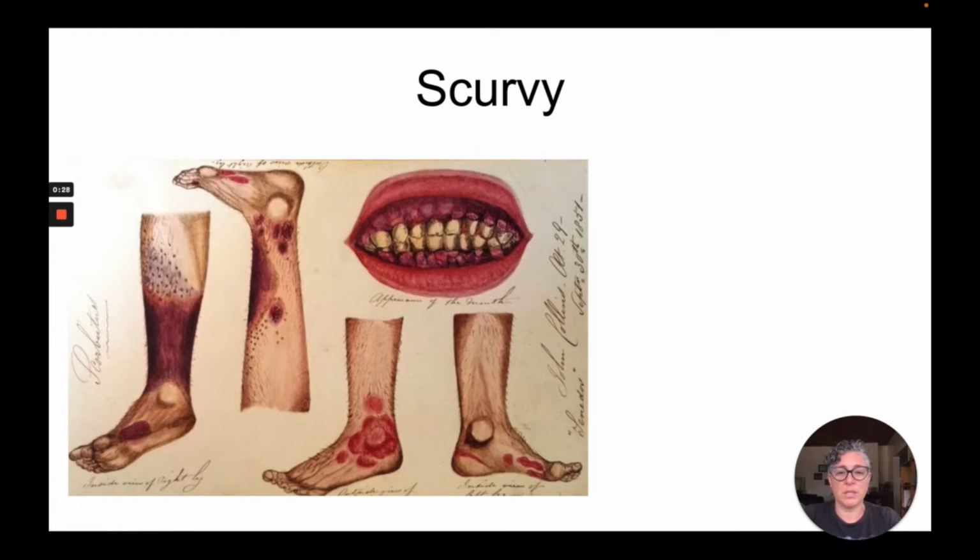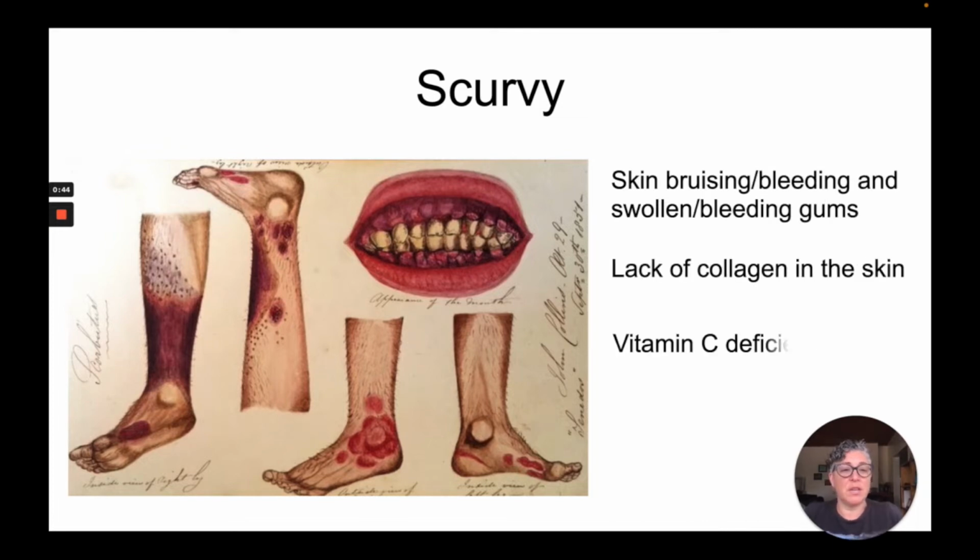This is what it would look like. I think this picture is from some sort of medical journal at the point where scientists were working with how to reverse scurvy. And so the symptoms of scurvy are skin bruising and bleeding and swollen and bleeding gums. If left to a point, teeth would fall out and bleeding would be continuous.